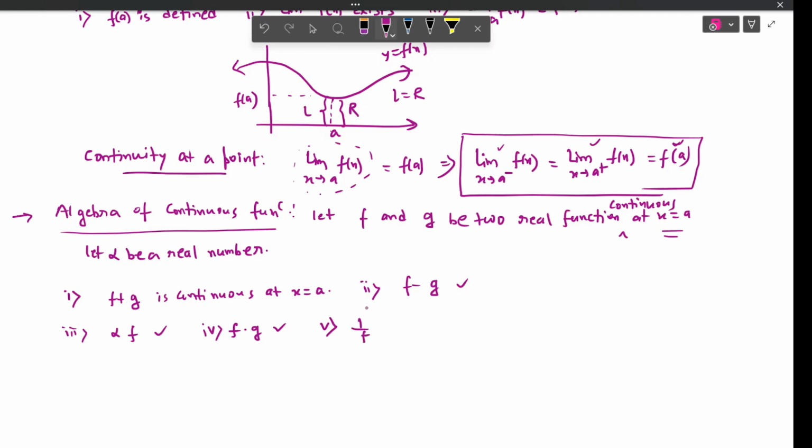Inverse of the function is continuous, provided f of a should not be 0, because 1 by f of a, if f of a is 0, it would be infinite, right? f by g is also continuous, provided g of a is not equals to 0. This is our algebra of continuity.